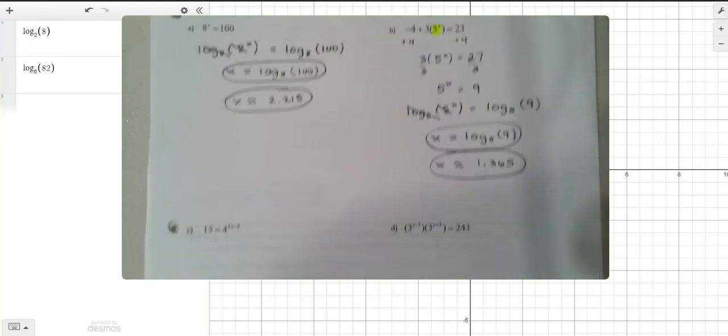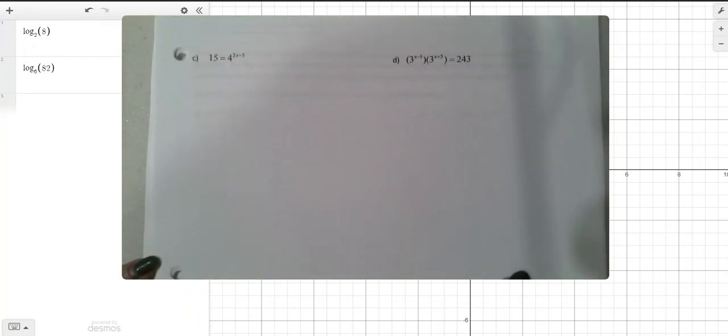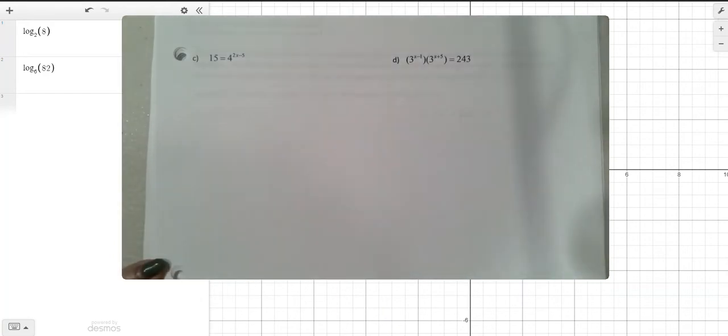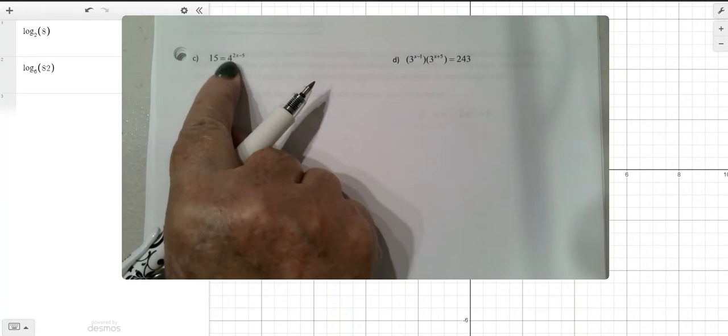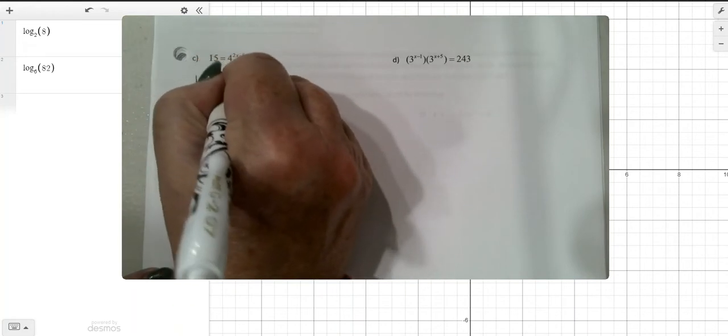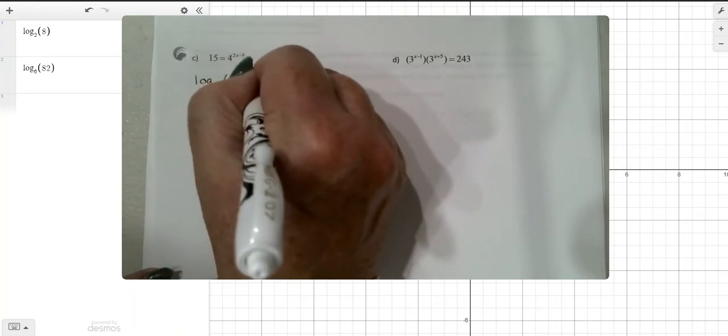All right, I got a couple more here. In C, the exponential function is already isolated, right? That whole 2x minus 5 is all up there in the power. So I want to get rid of the exponential base 4, and to do that I need a logarithm base 4. So I'm going to start right out with the log base 4 on both sides.